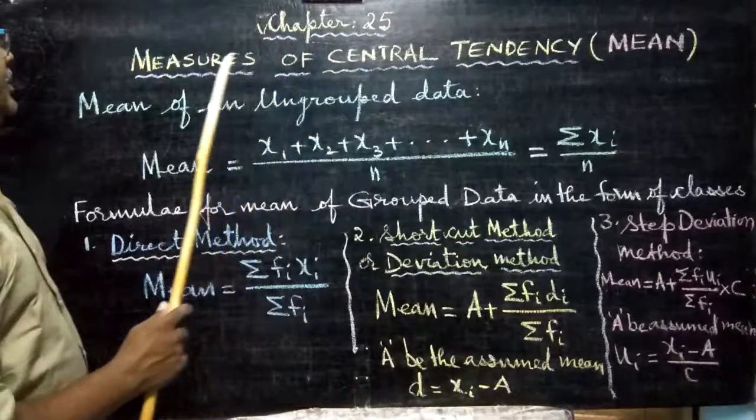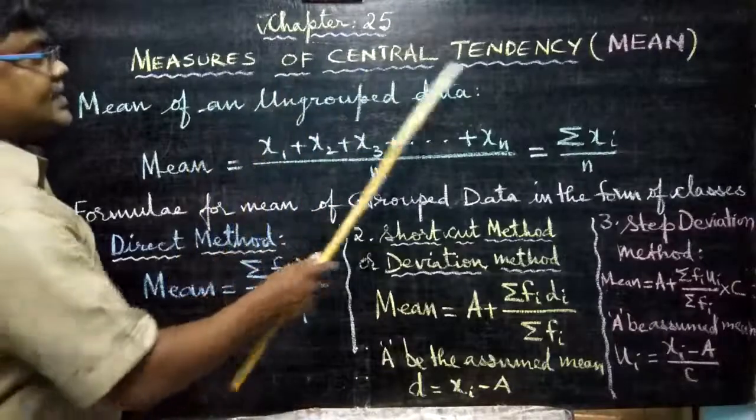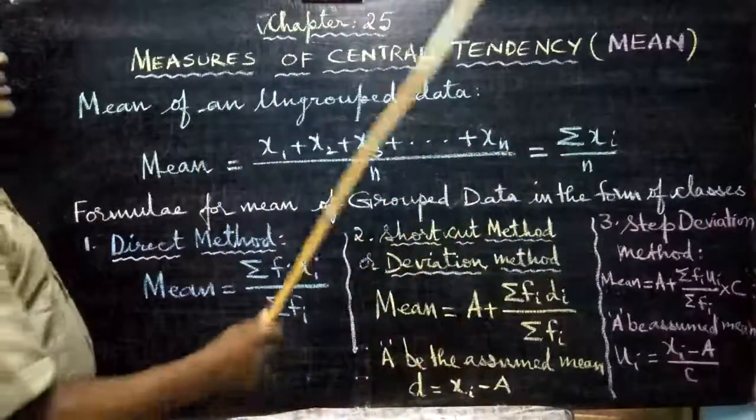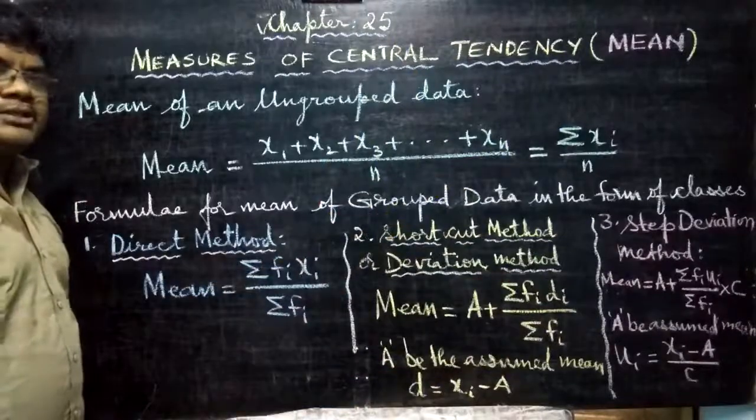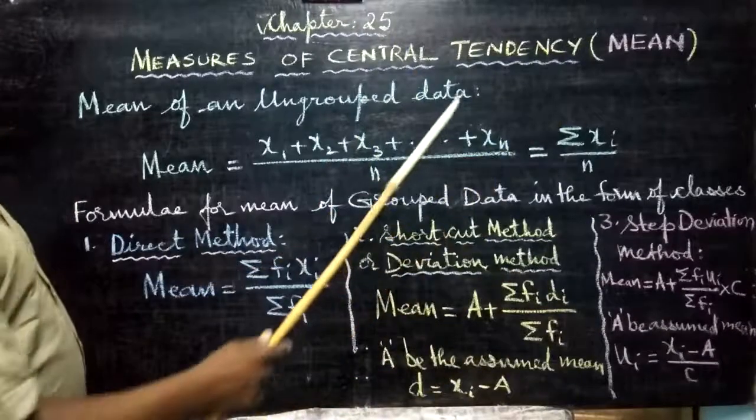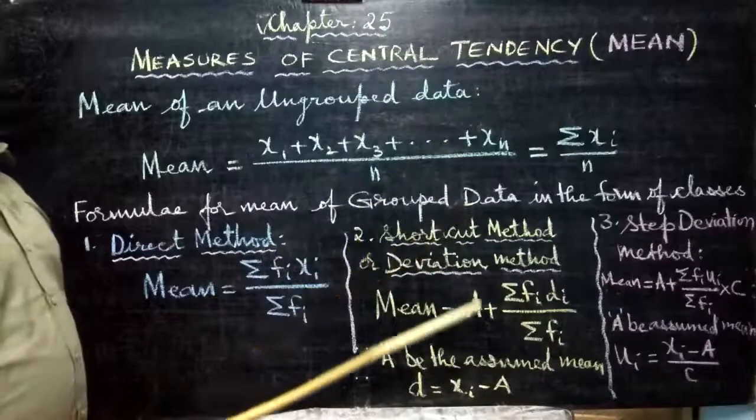Chapter 25, measures of central tendency. These three are there: mean, median, mode. We are going to learn about mean in this chapter.